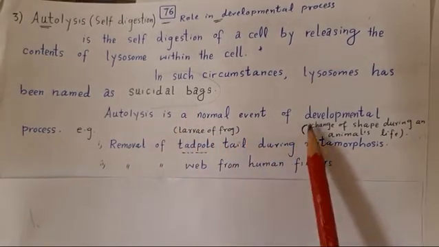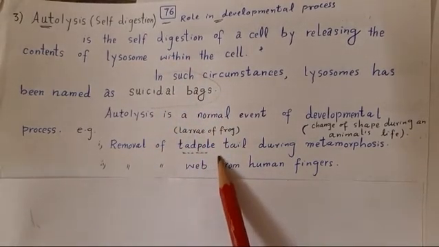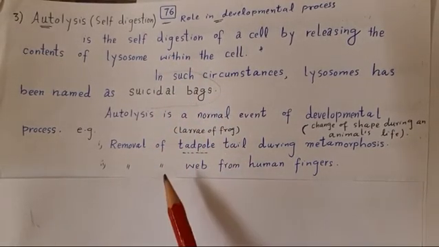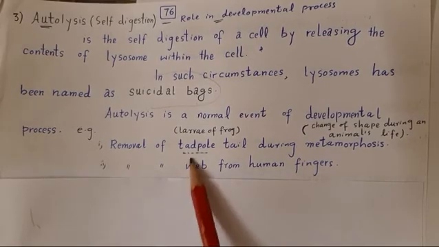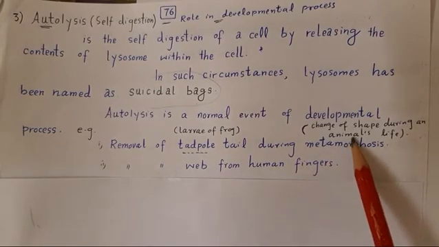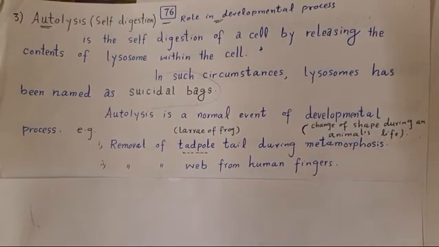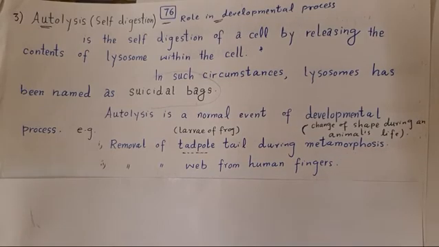Autolysis is a normal event of developmental process. For example, removal of tadpole larva. What is tadpole? Larva of frog. What is larva? Immature form of an animal is called larva. Removal of tadpole tail during metamorphosis. Metamorphosis means the change of shape during an animal's life. For example, a frog develops, hatches from an egg, then tadpole, then froglet, frog. So the change of shape during an animal's life is known as metamorphosis.